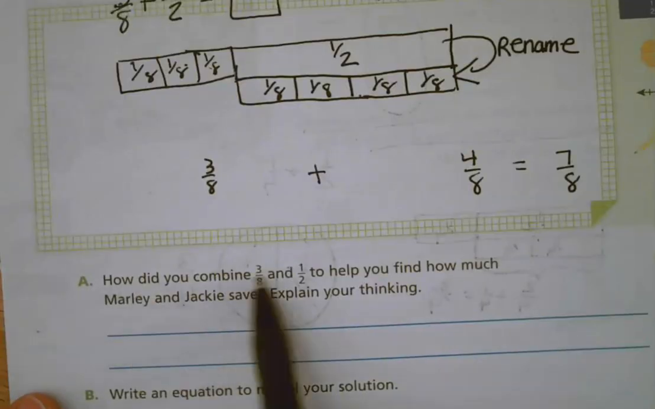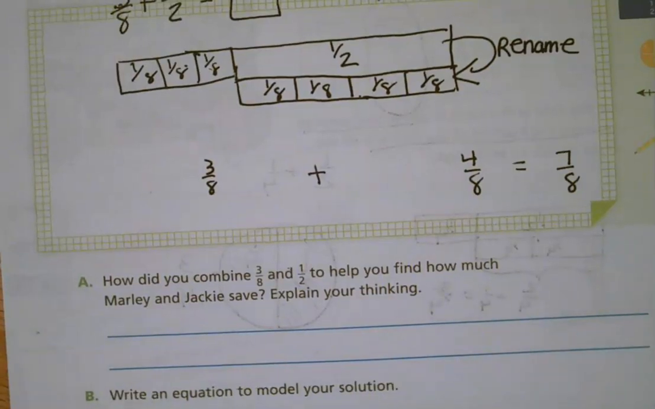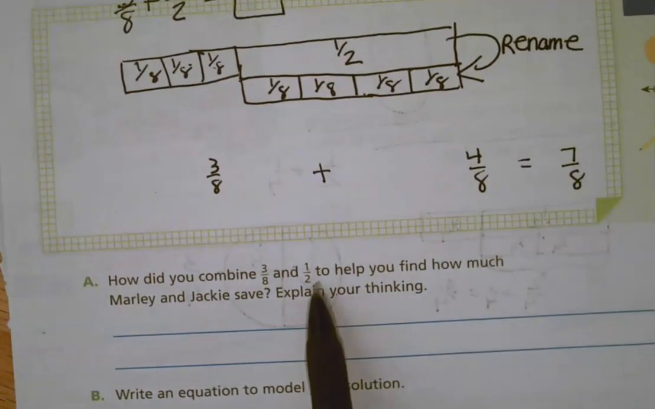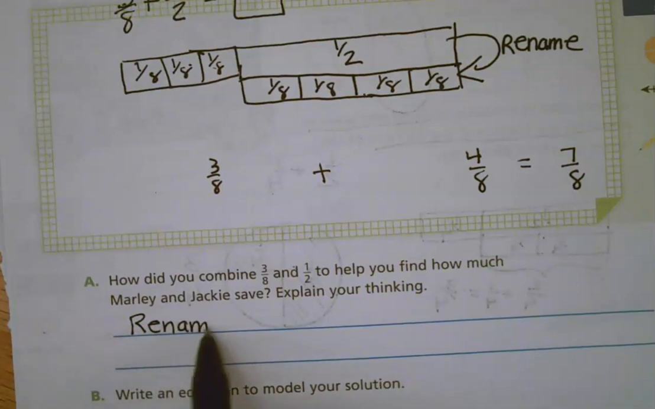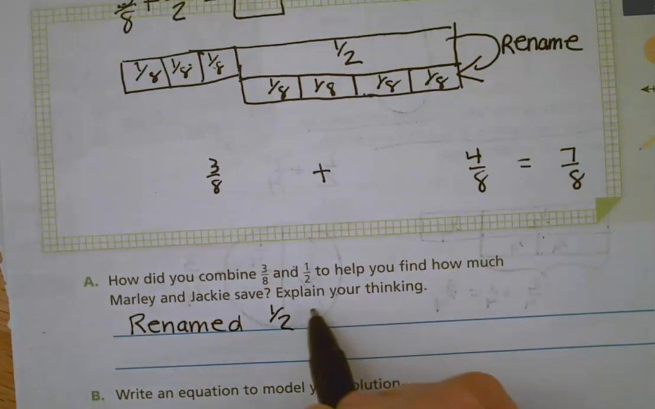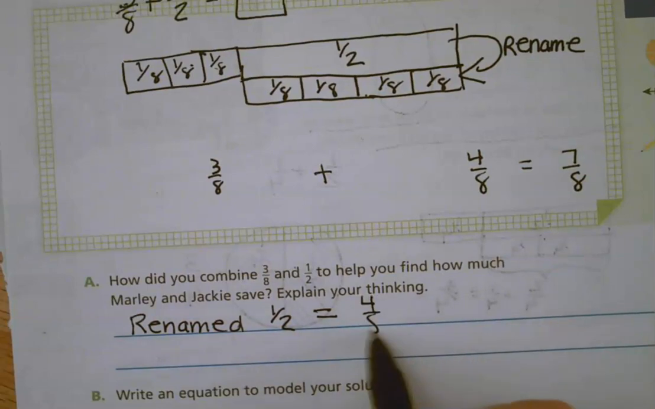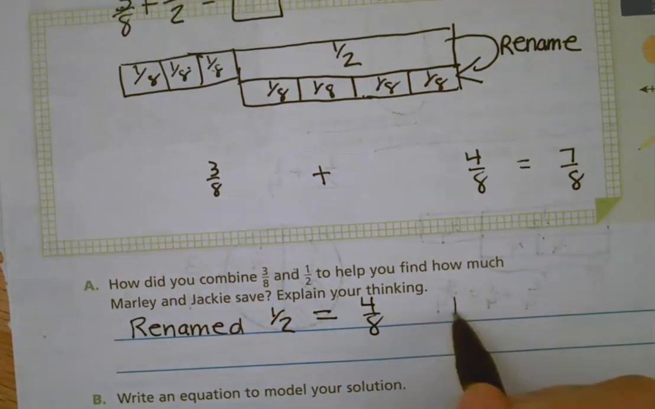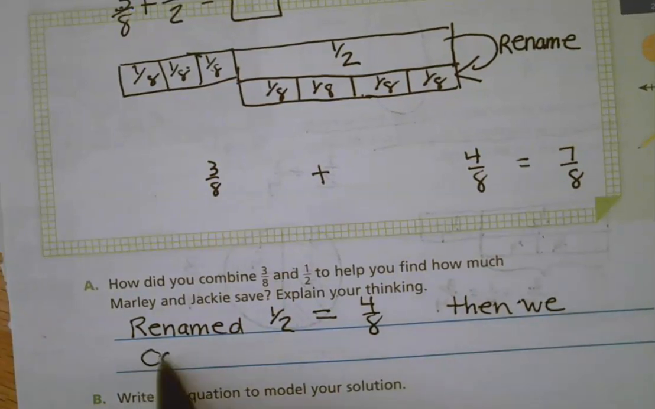Here it says, how did you combine 3/8 and 1/2 to help you find how much Marley and Jackie saved? Okay, well, what did we do? We renamed one-half to 4/8. Then we could add the 3/8 to it.